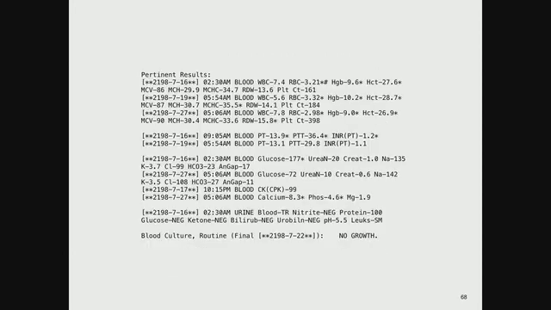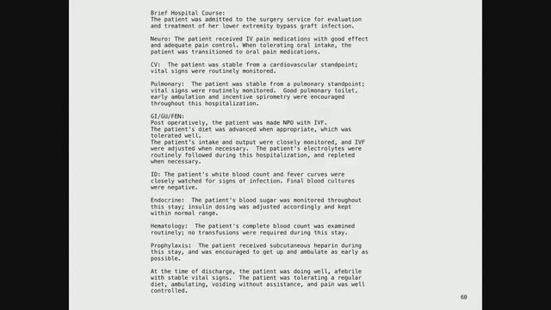So these are results, again, copied out of the laboratory database into the discharge summary, brief hospital course, and then a review of systems. So what's going on neurologically, cardiovascular, pulmonary, GI, GU, et cetera, infectious disease, endocrine, hematology, prophylaxis, and at the time of discharge, the patient was doing well. No fever and stable vital signs, tolerating a regular diet, ambulating, voiding without assistance, and pain was well controlled.